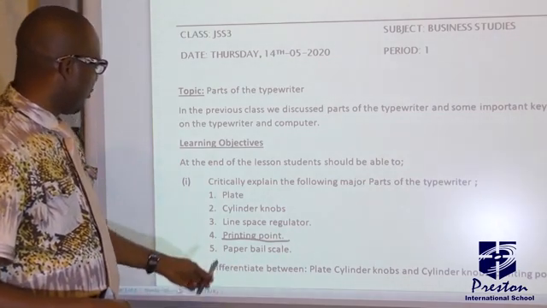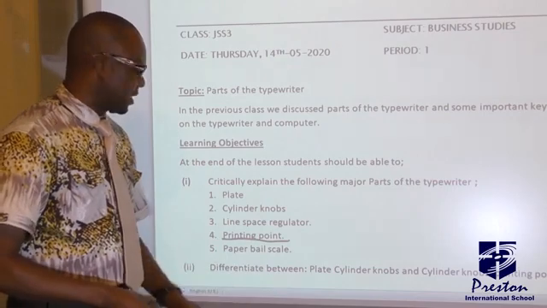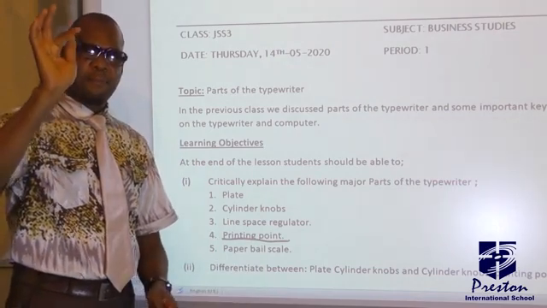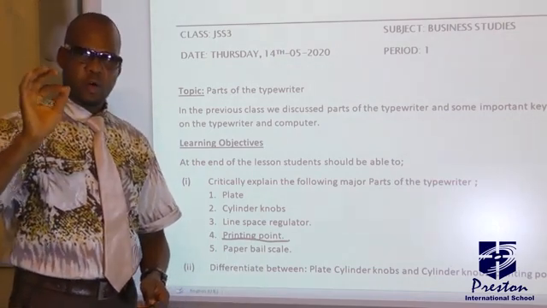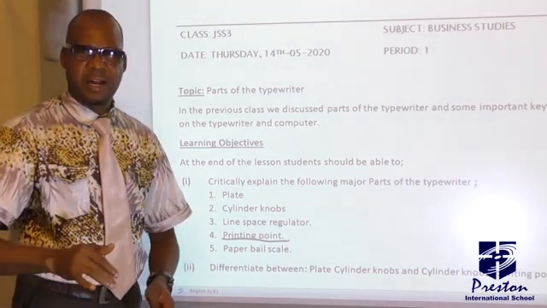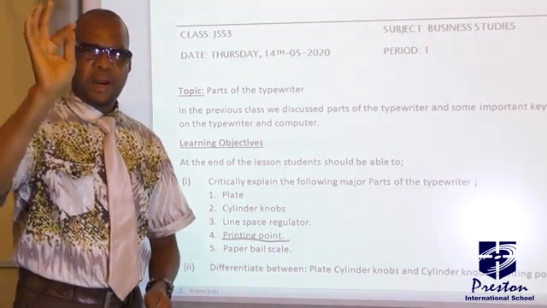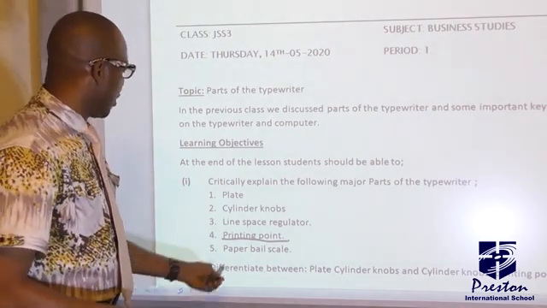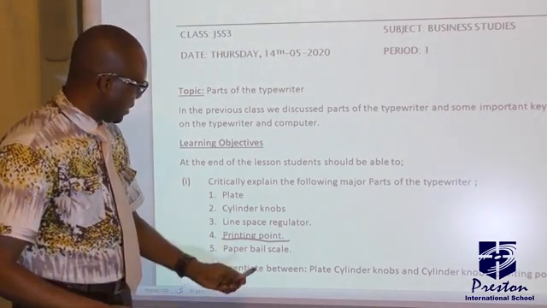We go down to number 4, the printer's point. That is where the printer point hits on. While you are typing, it hits on it. When you strike on the typewriter, the point hits on it. And that is what we call the printer or the printing point.